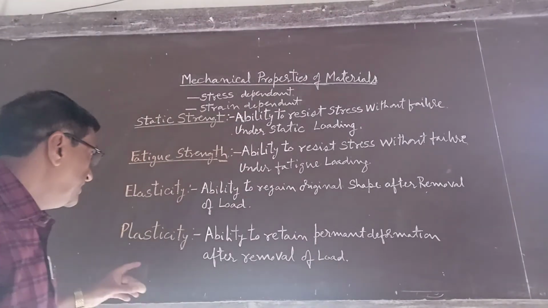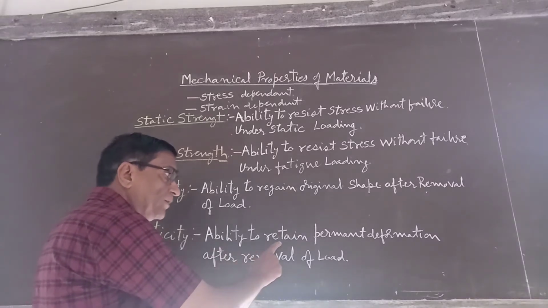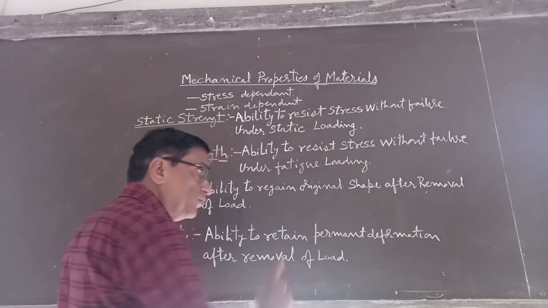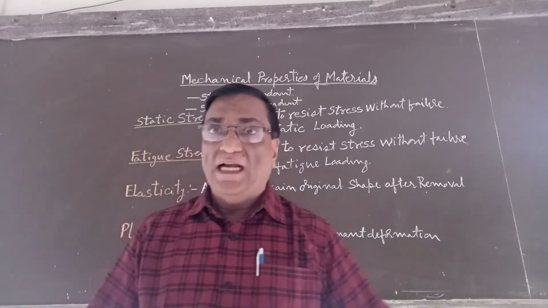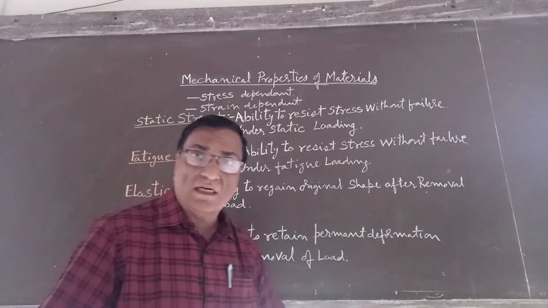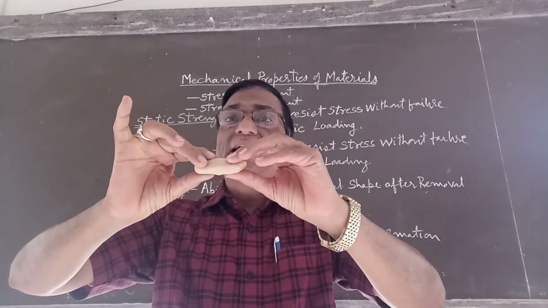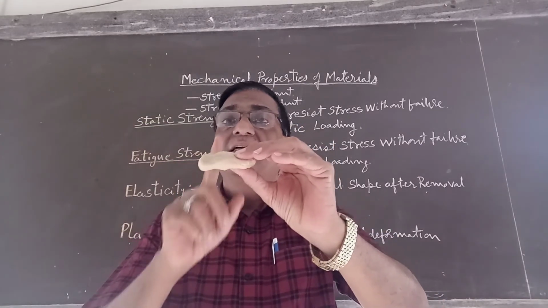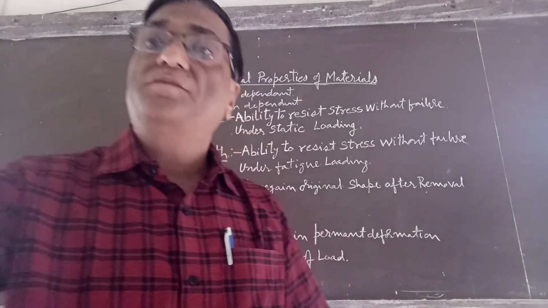Now, the next property is plasticity. It is the ability to retain permanent deformation after removal of load. It means as I apply the load, it gets deformed, and after removal of load, the deformation is permanent. Suppose this is a body and I apply a load, it gets deformed, and after removal of load, the deformation is retained. This property is known as plasticity.